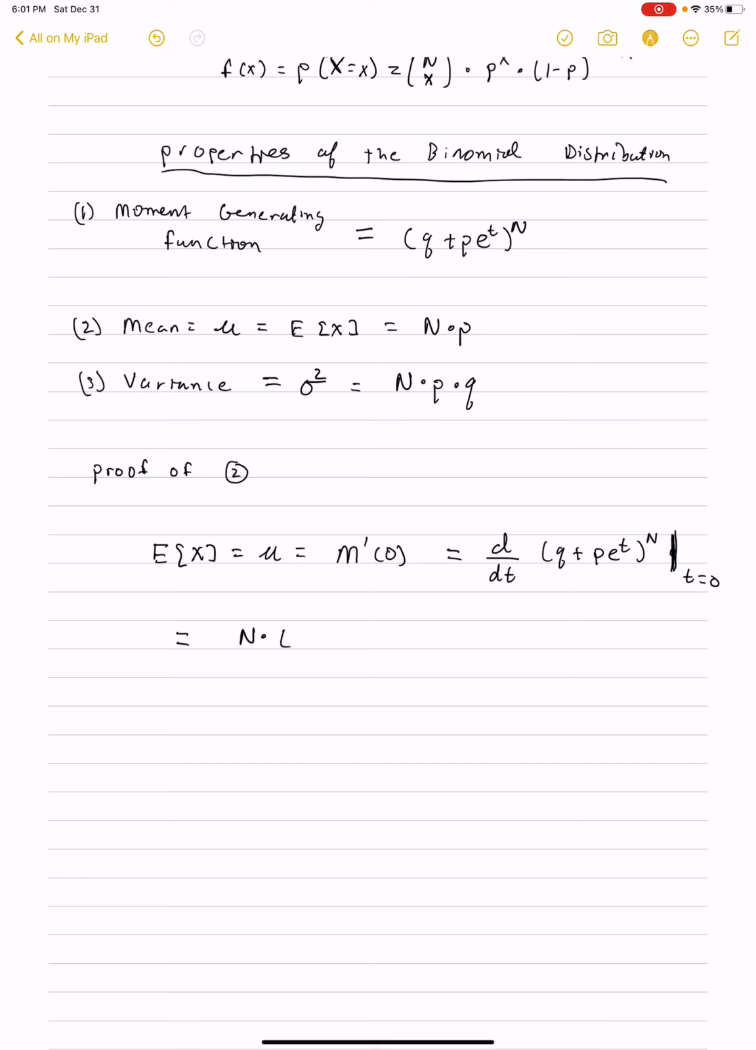So we bring that exponent down. We reduce the exponent by 1 and keep the inside the same. But now we multiply by the derivative of the inside. The derivative of q plus p e to the t, remember q is a constant, so it goes away. It's just the derivative of p e to the t, which is p e to the t itself. Evaluated at t equals 0. Okay, let's plug in t equals 0. This will be n times q plus p.